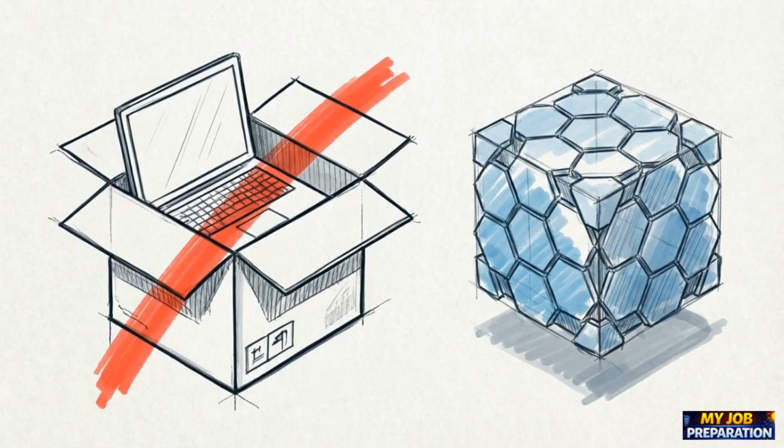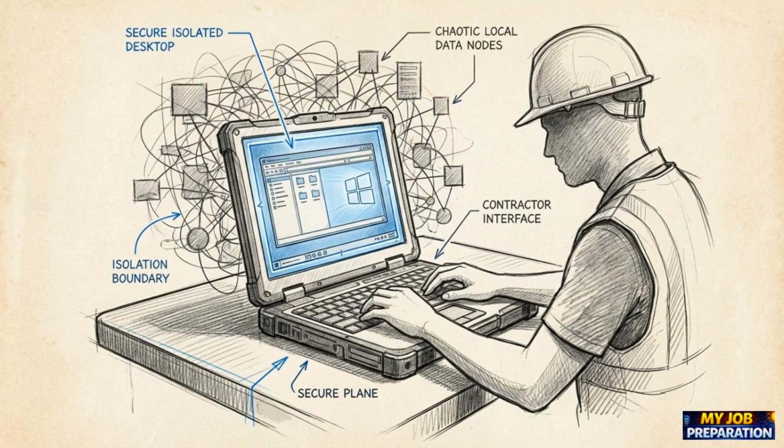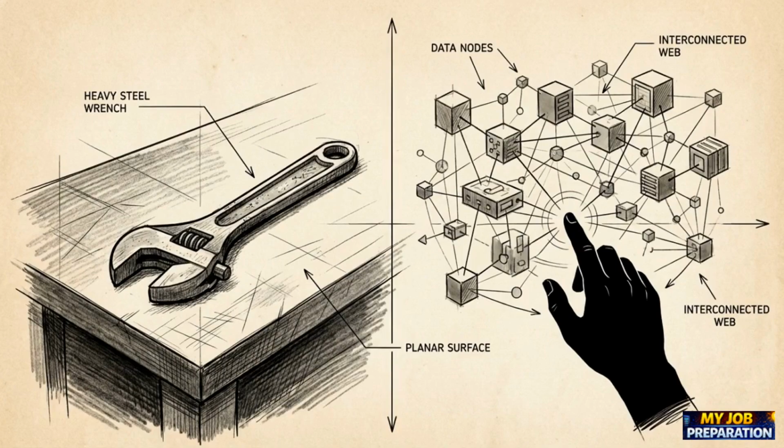If shipping physical hardware isn't practical, the alternative deployment method is Windows 365. Windows 365 Cloud PCs are virtual machines hosted natively in the cloud. If you have remote contractors, this allows you to provide a secure, fully managed Windows desktop experience without ever mailing them a physical device. Mastering this deployment layer shifts the IT role from physical hardware handling to digital identity architecture.